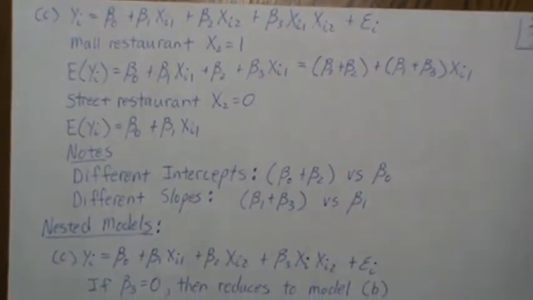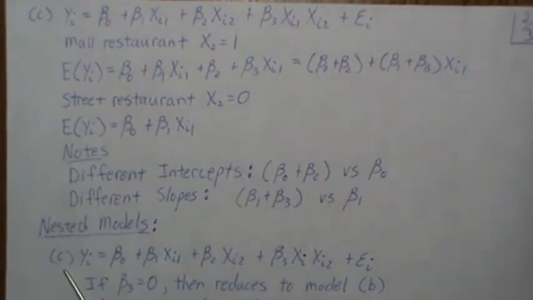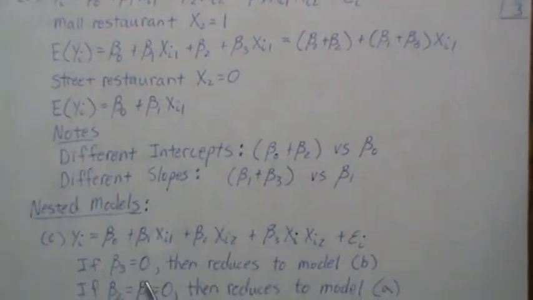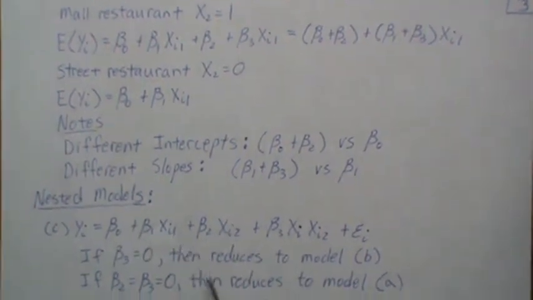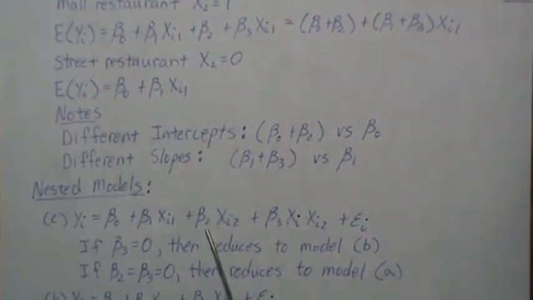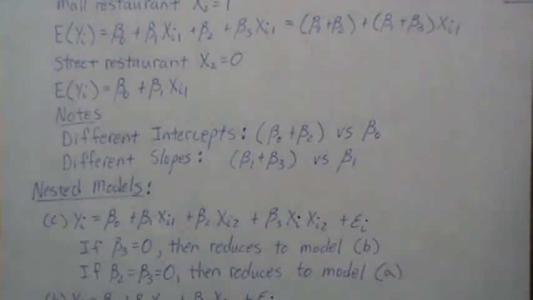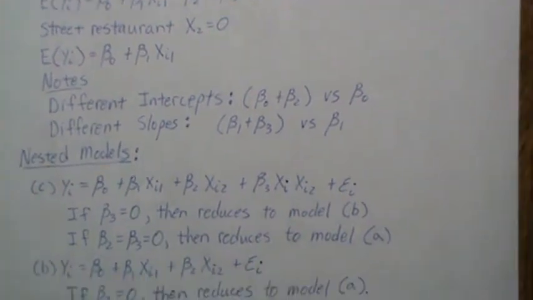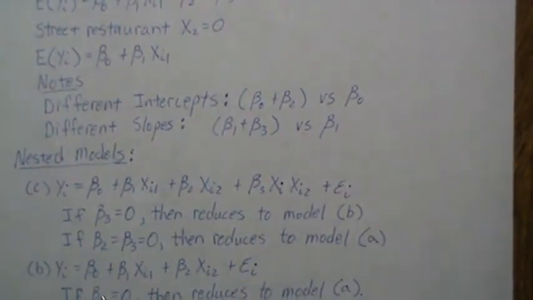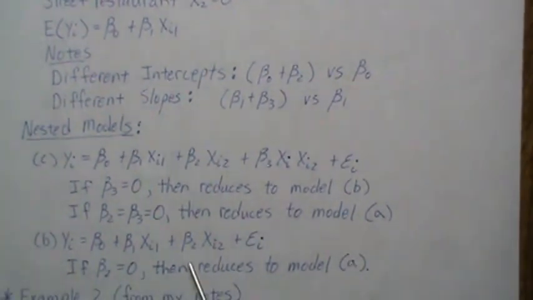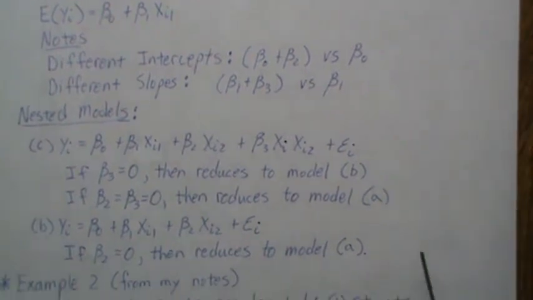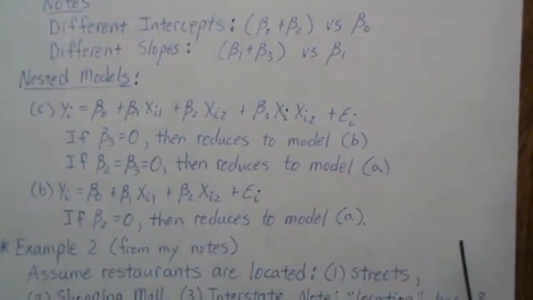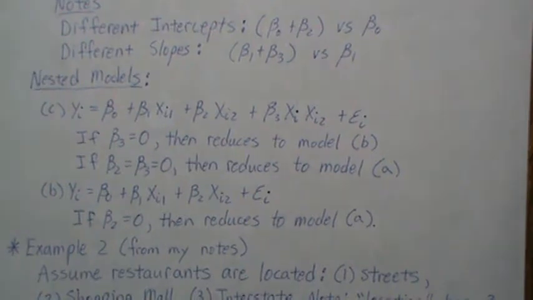Now these models are nested. So if we're in model C, which is this one here, and if beta 3 is 0, then it reduces to model B. If beta 2 and beta 3 are both 0, then it reduces to model A. If we start out with model B and we test it, and if beta 2 is 0, then it reduces to model A. Now let's look at a second example, but we're going to build upon the first example.